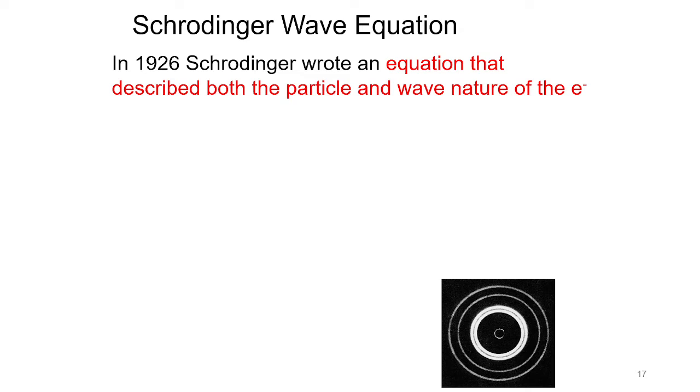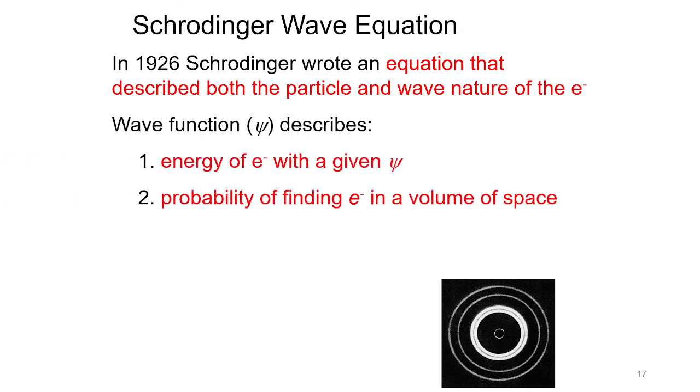He wrote an equation that described both the particle and the wave nature of electrons. If you are familiar with GPS, he provided some sort of way that we can locate electrons using numbers, much like how GPS works, where we have the latitude, the longitude, and the elevation or the altitude. Schrodinger wave equation works like that in some sort of way.